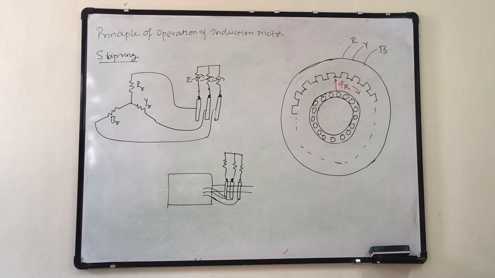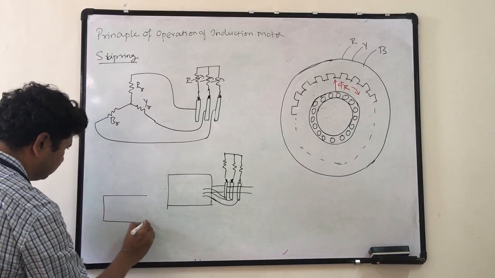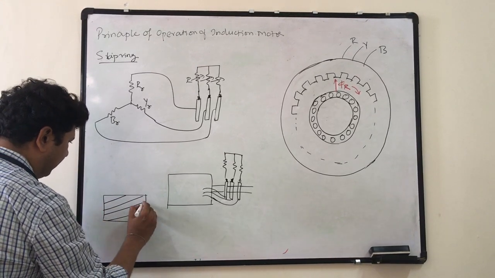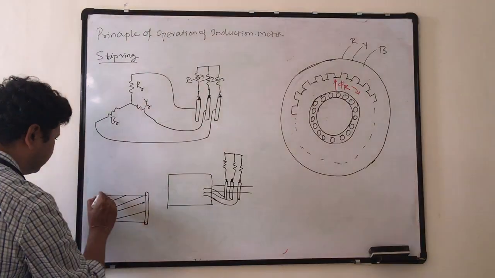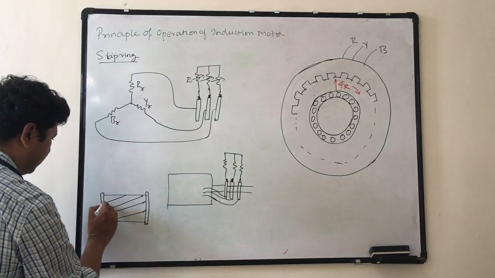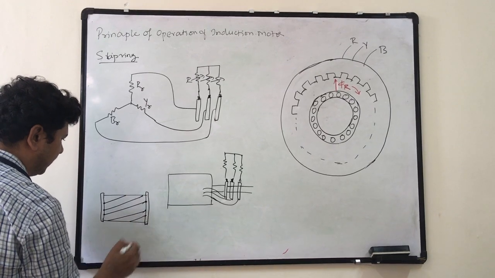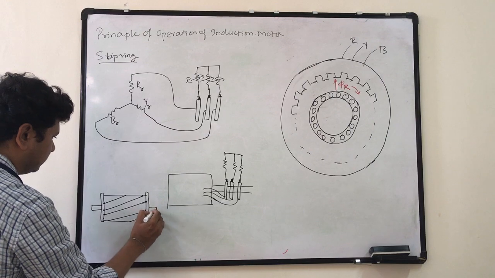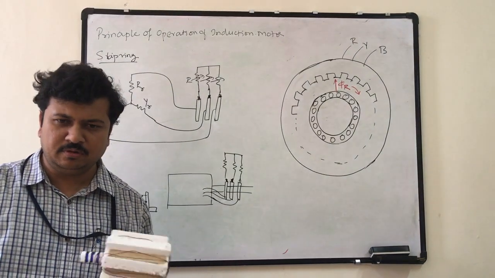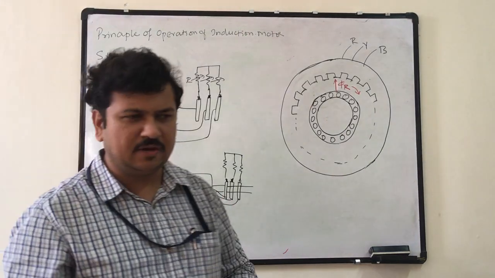Even in the squirrel cage, you can observe these are the rotor bars, and each rotor bar is brazed to the end ring. So there is a connection here. This will be connected to the other end ring of the rotor bar. So this is the cage rotor. In both cases, rotors are electrically short circuited. Please keep this in mind. I need this point after a while.